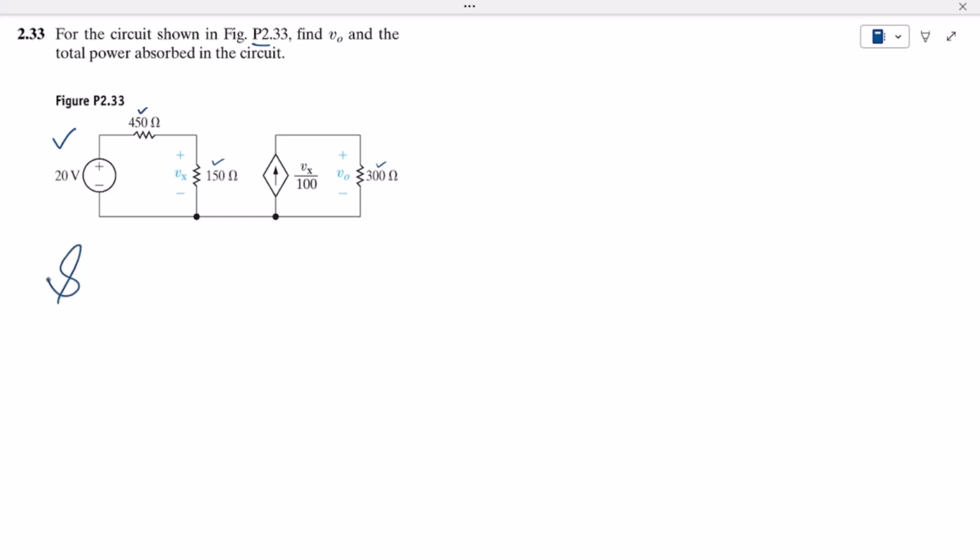Okay, so let us solve it, and in solving it, first of all we have to find out this V naught, and this V naught is across this 300 ohm resistor. In order to find V naught, we must have the current which is flowing through this 300 ohm resistor. So let me call it I300 multiplied by the resistance value which is 300. This is by Ohm's law.